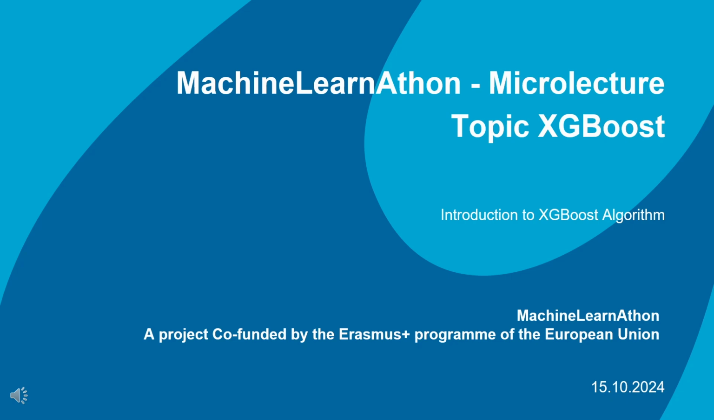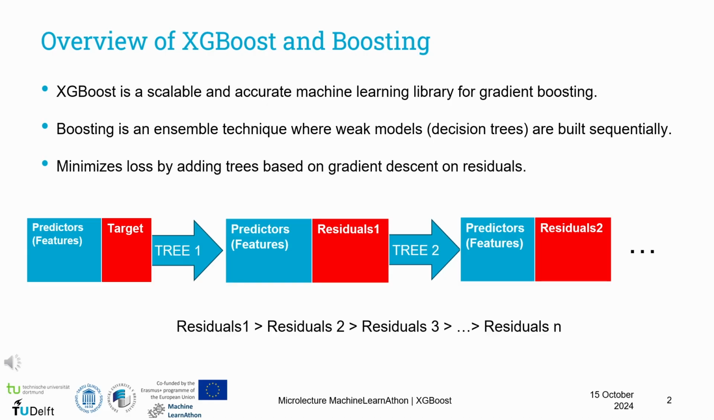Hello everyone! Today I will give you a brief introduction to the XGBoost algorithm. This powerful machine learning model has become one of the most popular choices for solving both classification and regression problems due to its speed and accuracy. XGBoost, which stands for Extreme Gradient Boosting, is an advanced implementation of the gradient boosting algorithm.